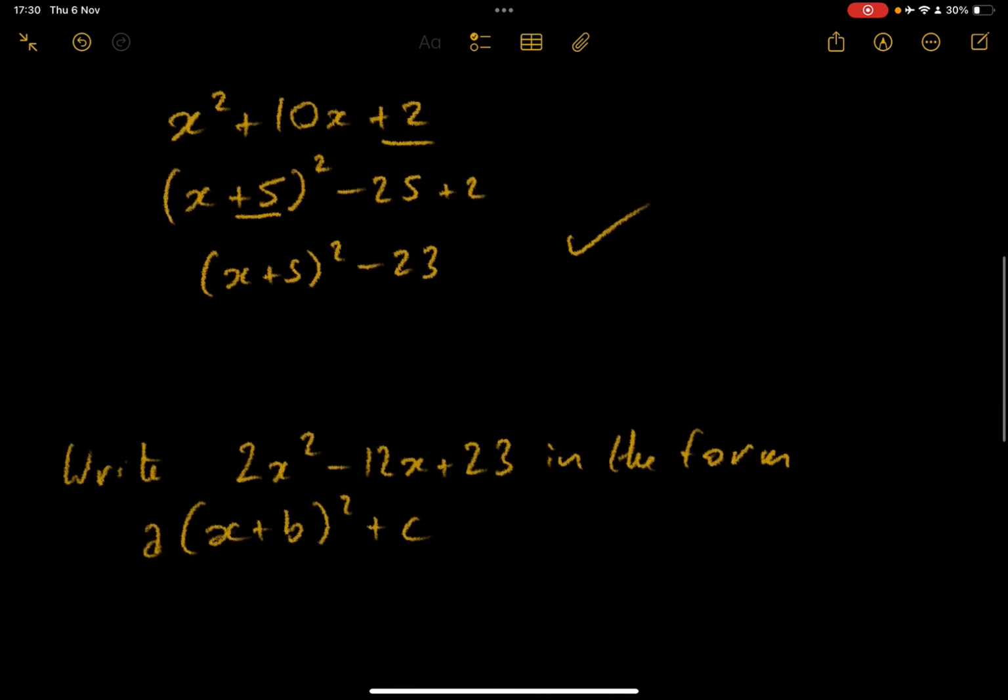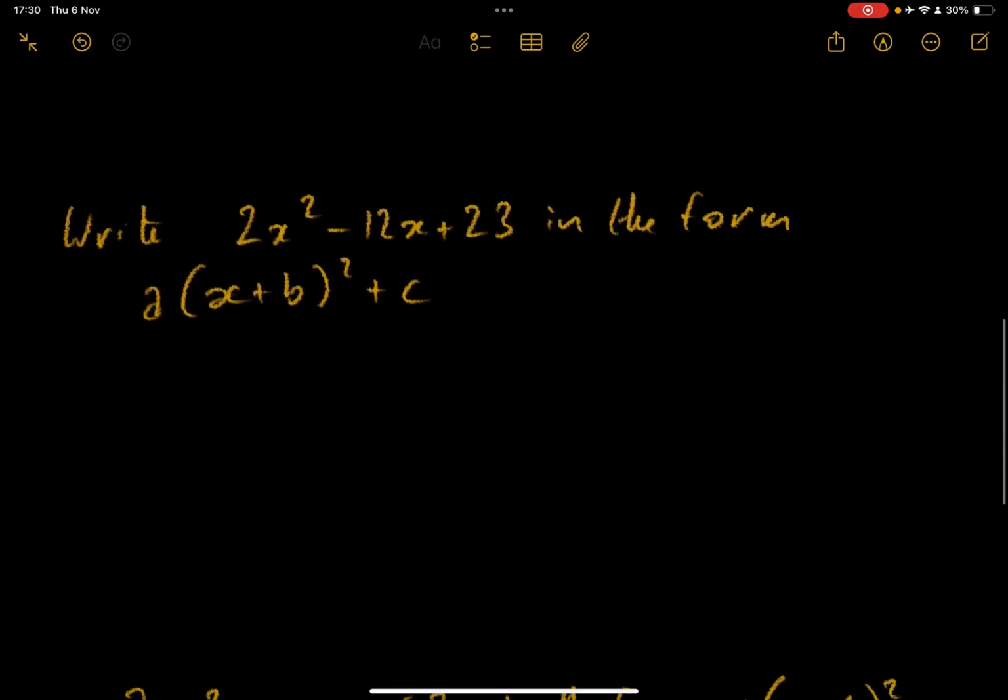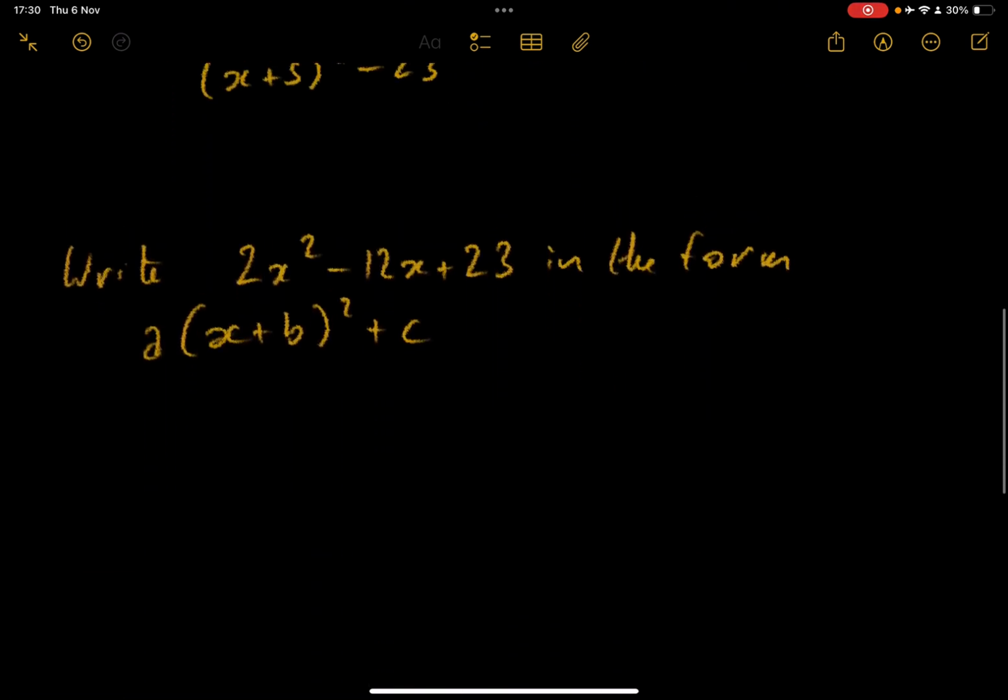Now, slightly more complicated. I'm not going to say more difficult, just more complicated because there's more stuff going on, is when we have a coefficient of x squared that is greater than 1. So what are we going to do here? Well, the first thing is notice that it asks the question a slightly different way. This time, we've got some number in front. And just the same as before, a, b, and c must all be integers.